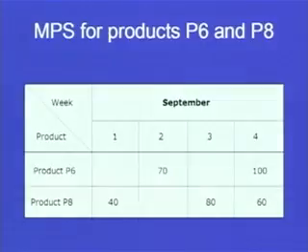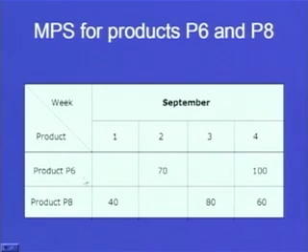Now on your screen you can see an MPS for products P6 and P8. Suppose P6 and P8 are the codes. These are the weeks. Suppose the month running is September. So first week, second week, third week and fourth week. This is product P6 and product P8.